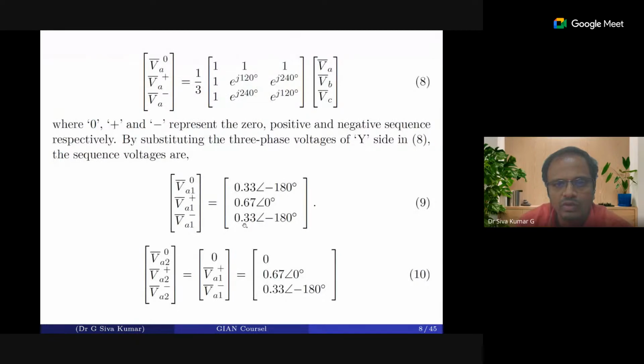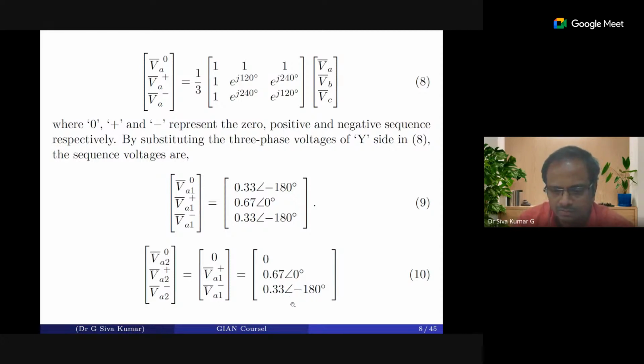We take the primary side voltages and resolve them into the zero, positive and negative sequence. We get these voltages. As I said, the zero sequence won't be transferred to the secondary side, so on the secondary side the zero sequence voltage is zero. The rest of the voltages are the same: VA1 is the positive sequence on the primary side, VA1 on the secondary side, VA2 is the negative sequence of the secondary side, and VA2 is the negative sequence of the primary side.